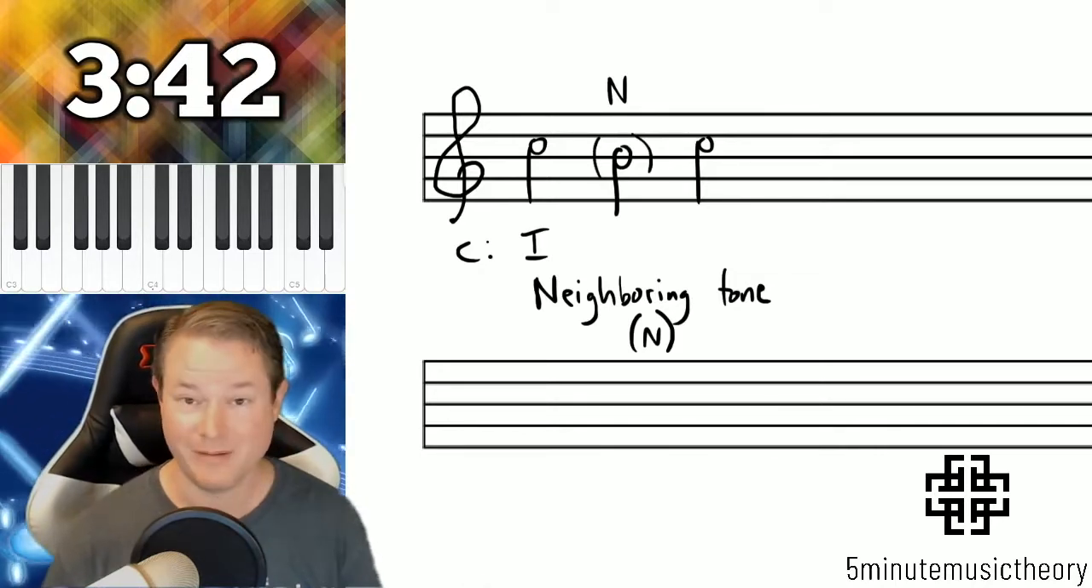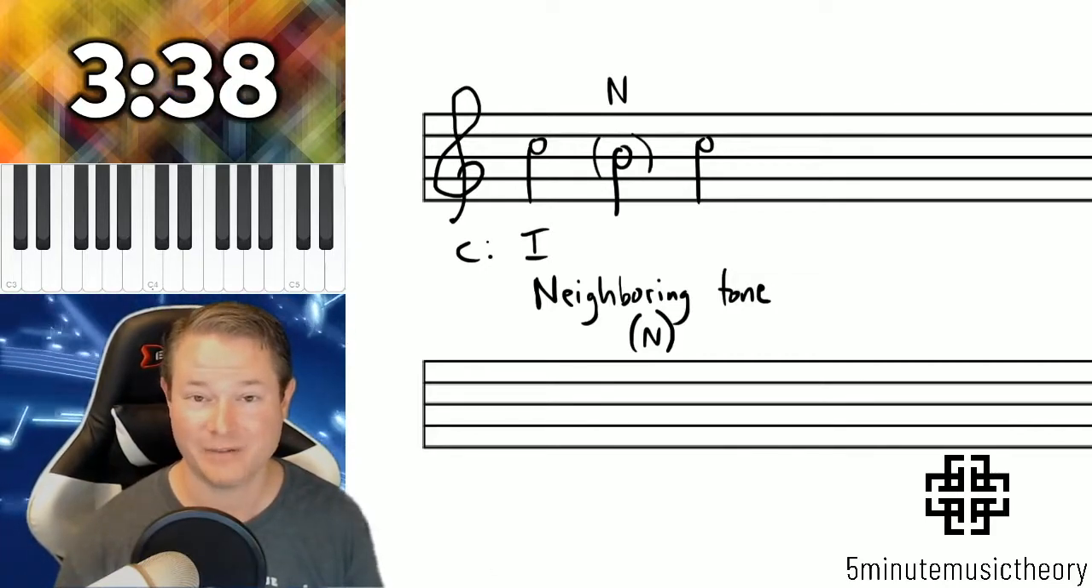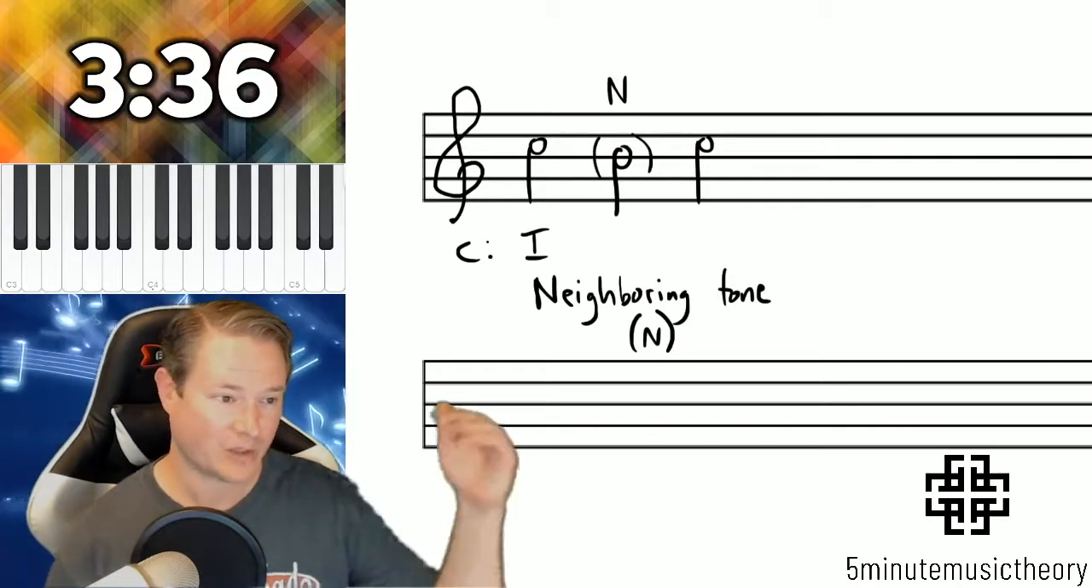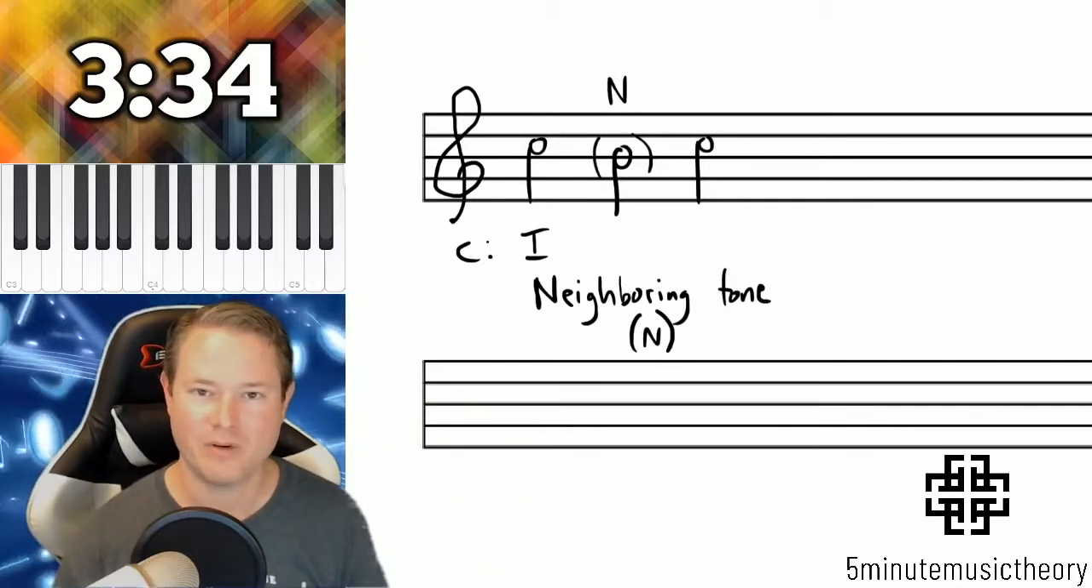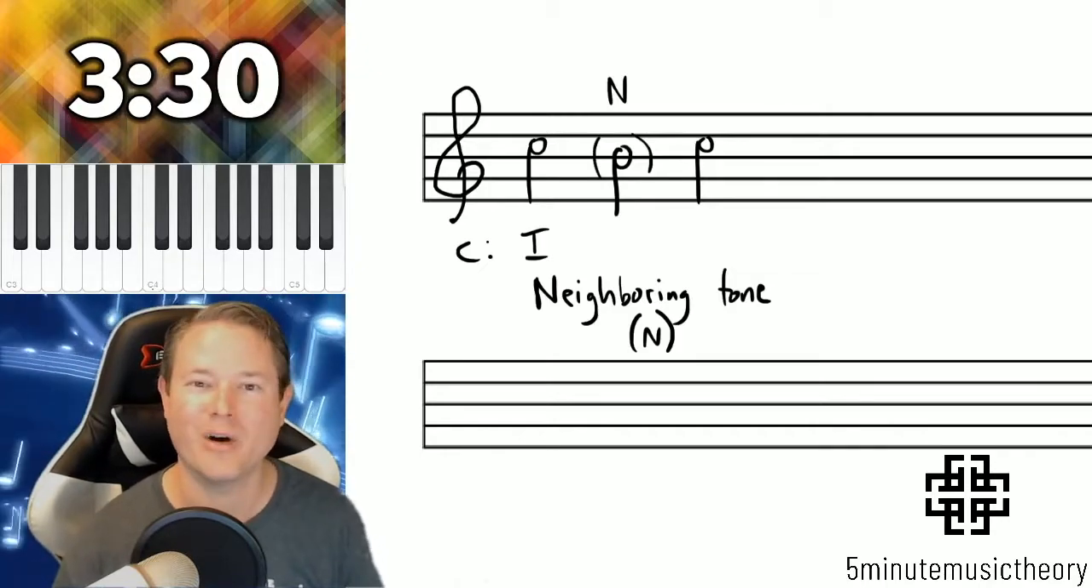And a neighboring tone is simply that. It's a non-chord tone that's approached by step and left by step in the opposite direction, creating this sort of, it's like it's stopping by the neighbor to borrow a bag of sugar, which I don't know if people do that anymore, but that's technically what's really going on here.